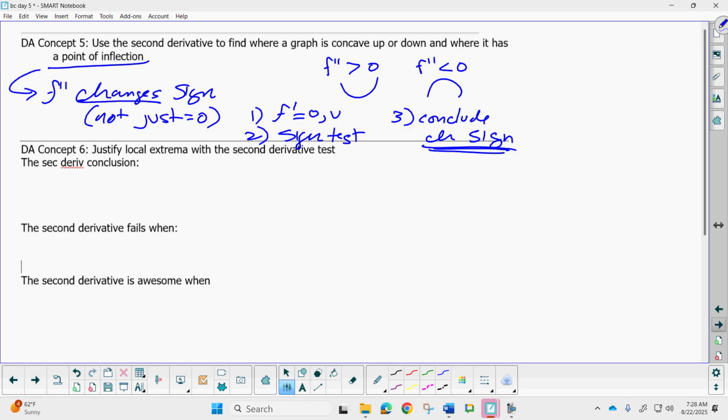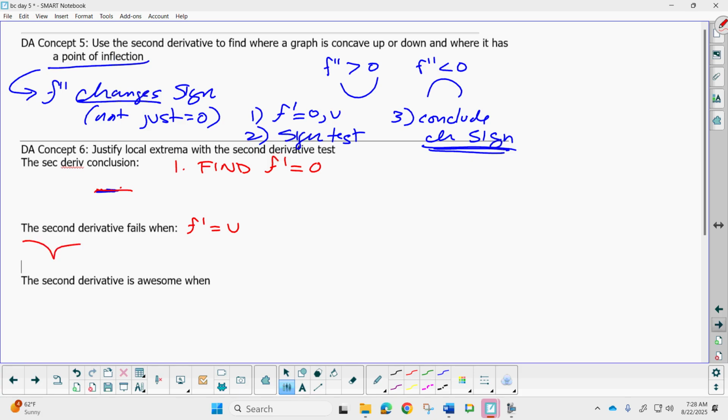When you test for a min or max with the second derivative, rather than finding a flat spot and using the first derivative to see whether it's going negative to positive, increasing or decreasing, in the second derivative test you don't test around, which is a huge benefit. You don't have to test regions, which is harder. You just test points. You first find where the critical numbers are, where the derivative is 0.